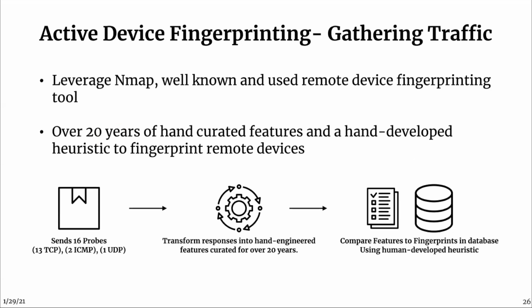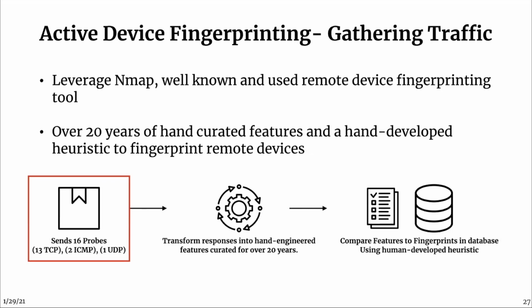So we're going to leverage Nmap, which is probably the most well-known and used remote device fingerprinting tool. It's over 20 years at this point of hand-curated features and fingerprints and heuristics to fingerprint remote devices from traffic sent from your device. So how does Nmap work? At a high level, it sends a bunch of probes, 16 in total. It takes the responses to those probes and transforms them into a fingerprint using a bunch of tests. Then it compares that fingerprint to a database, and if it finds the fingerprint or something close to it, it says, okay, this device is probably a Cisco router, for example.